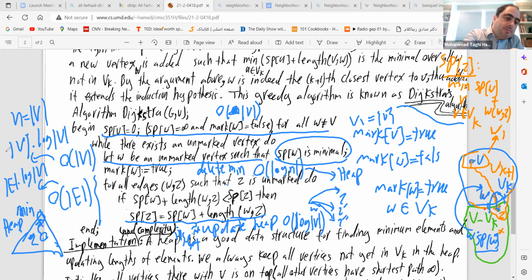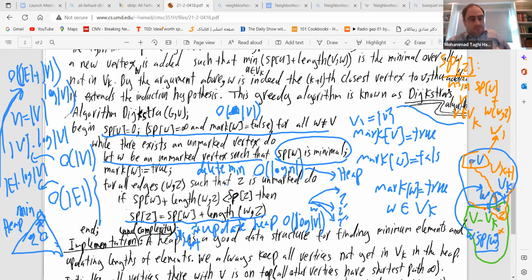So what would be the total running time of this algorithm? The total running time would be order (E plus V) times log V. The only extra thing that we have here compared to the algorithm for the DAGs is the log V part. So this is the log V.